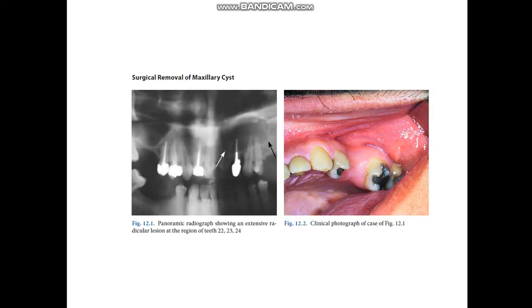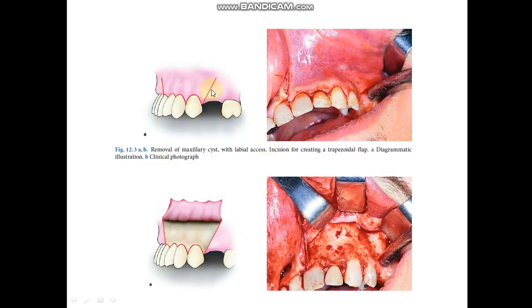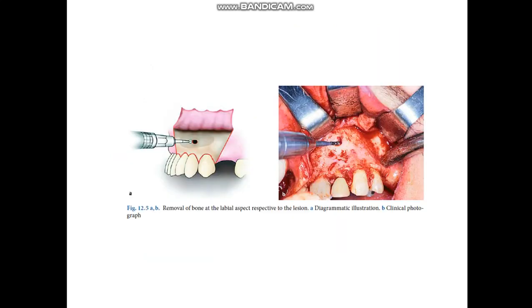The technique of enucleation: here we can see the cystic lesion in the maxilla. We can use either a two-sided or three-sided flap, just like in endodontic surgery. So a three-sided flap we can use. After raising the flap, the bone should be removed in order to get access, that means accessibility and visibility to the cystic cavity. So the purpose of bone removal is to get access and visibility to the cystic cavity.